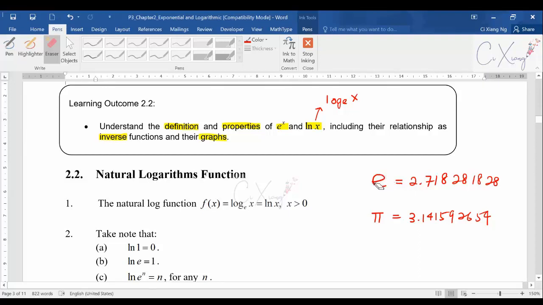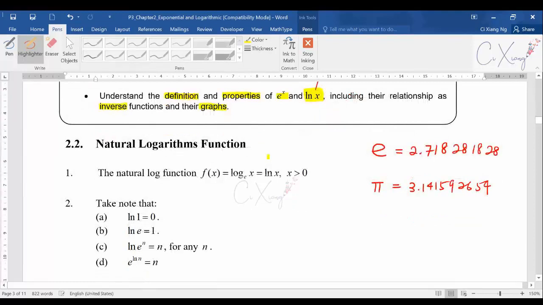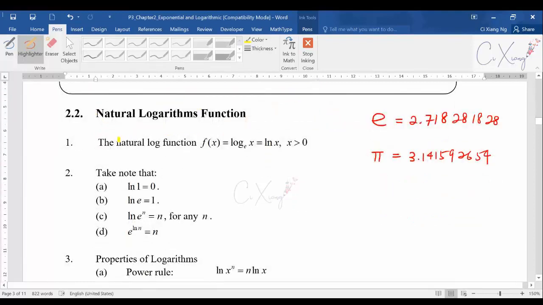So again, make sure that you know that e is this number. And then log base e of x, you can write it as ln x. Let's have a look at all the details. First, we call log base e the natural log function, natural log. So log base e of x, we can write as ln x.